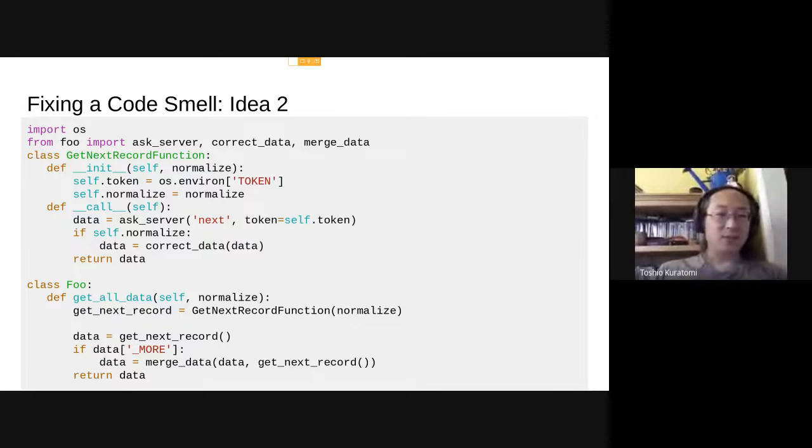And I've passed in the normalize that I was given when get all data was called. So now I have a function which has been initialized with these values. Every time I call that function in this code, data equals get next record, data equals merge data, data get next record, it is using those variables that I passed in, that state that I passed in, to do its job.